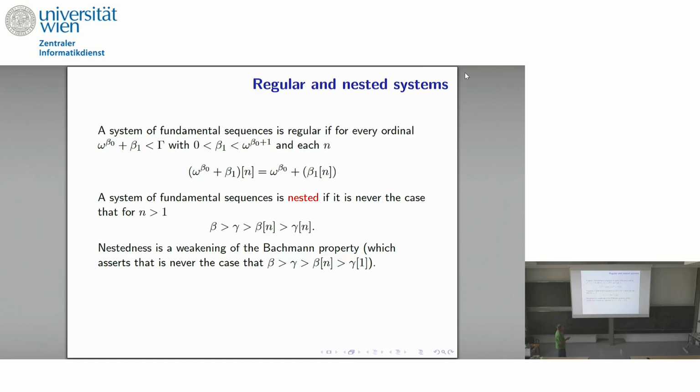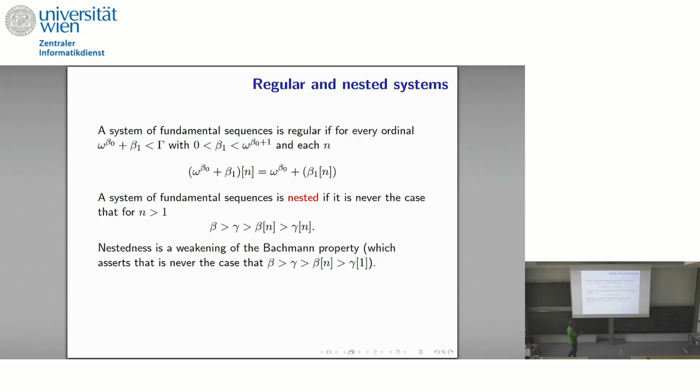And then we have this other notion, which we call nestedness. Basically, you don't want a fundamental sequence for beta and a fundamental sequence for gamma to be interlocked in some way. So we don't want this ever to happen. For the same n, we don't want that beta n is already going down below gamma, but then gamma n is going below beta n, something like that.